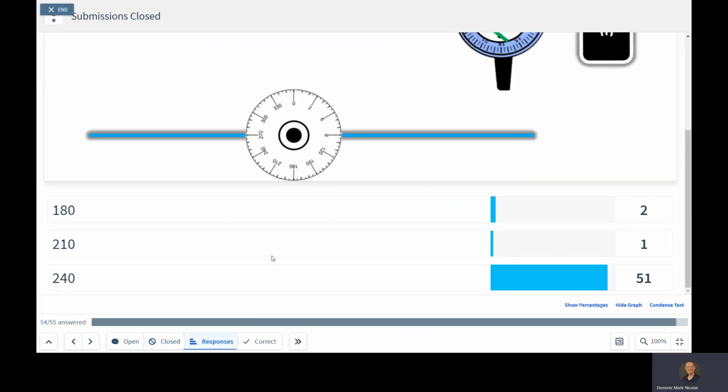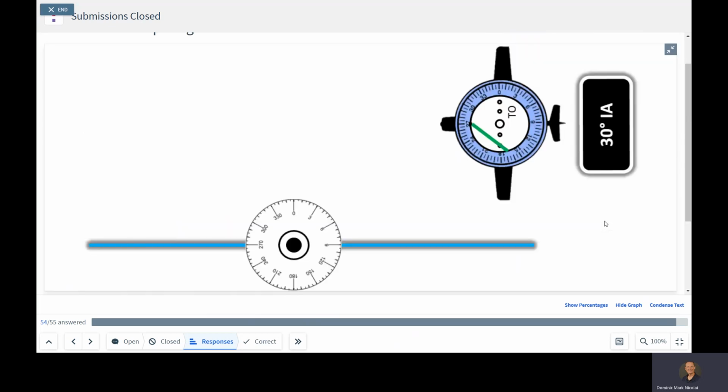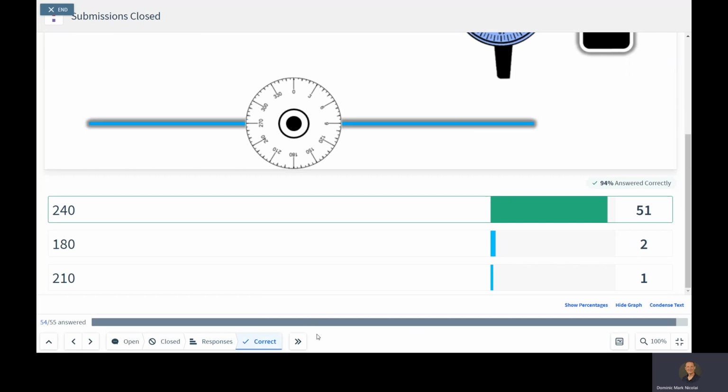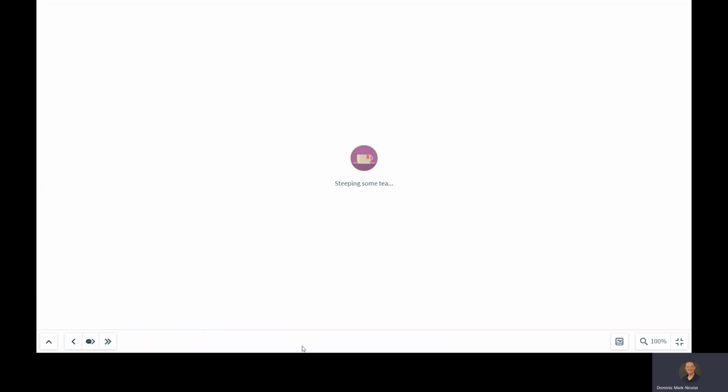All right, 240 is correct. So we got a 180 in there. 180 would get you on course, but that's a 90-degree intercept. 210 would get you on course, but that's a 60-degree intercept. So the correct answer is our 240 there. Try another one of those.